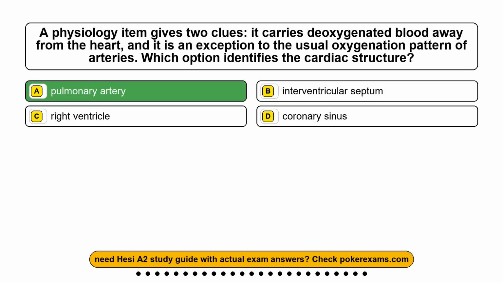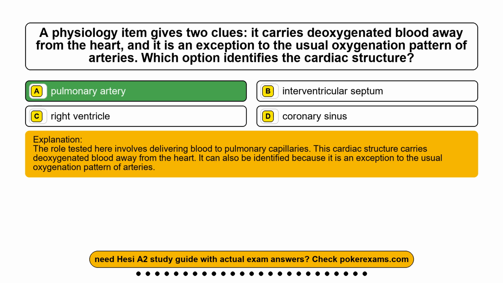The correct answer is option A, pulmonary artery. The role tested here involves delivering blood to pulmonary capillaries. This cardiac structure carries deoxygenated blood away from the heart. It can also be identified because it is an exception to the usual oxygenation pattern of arteries.